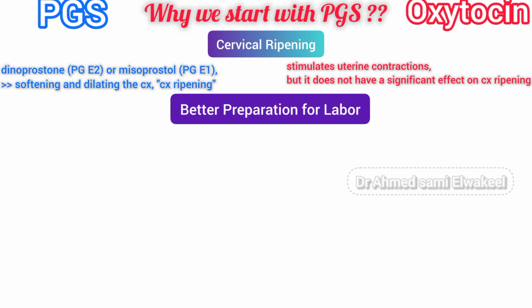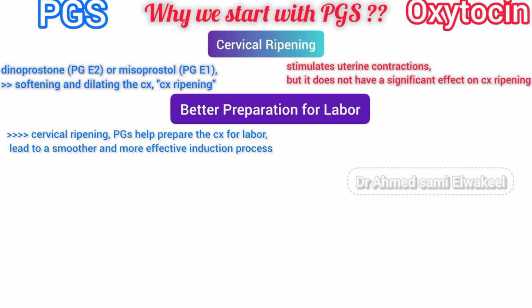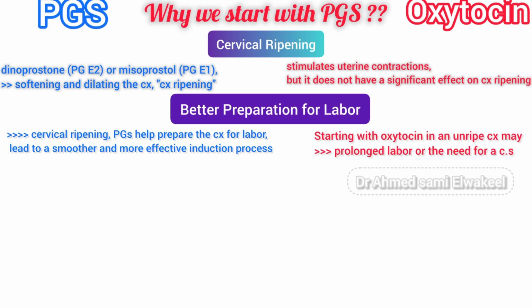2. Better preparation for labor. By promoting cervical ripening, prostaglandins help prepare the cervix for labor, which can lead to a smoother and more effective induction process. Starting with oxytocin in an unripe cervix may increase the risk of prolonged labor or the need for a cesarean section.